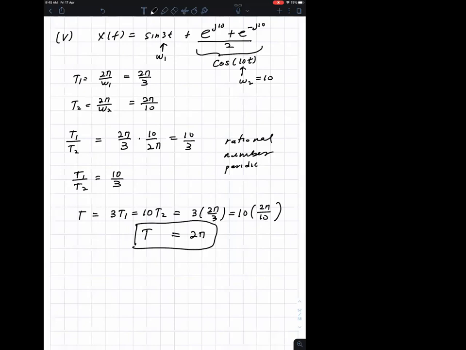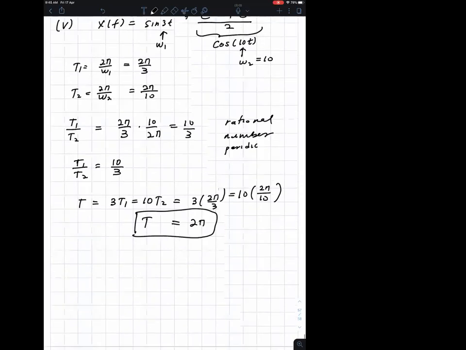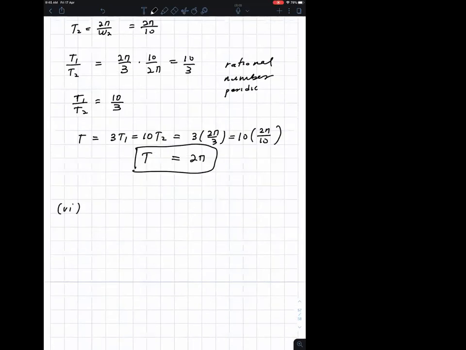Okay, let's do. If the answer is an irrational number, that means the signal is not periodic, am I right? Right. If this is a rational number, then this is periodic.